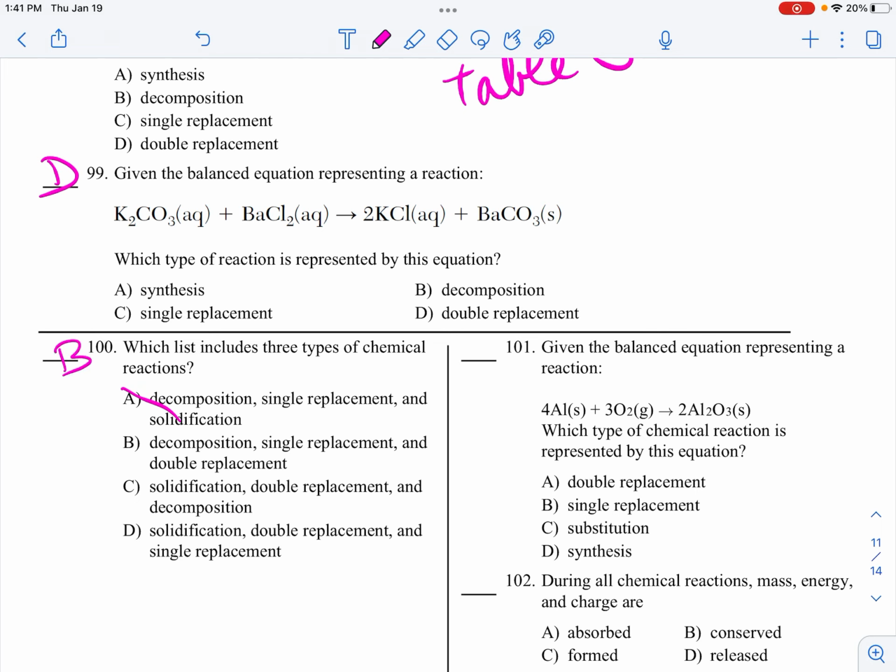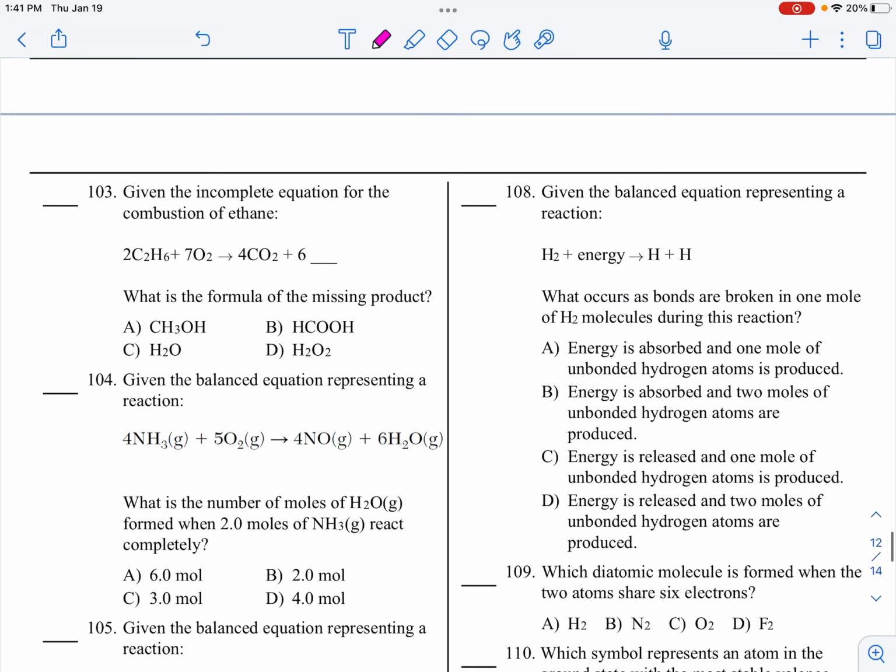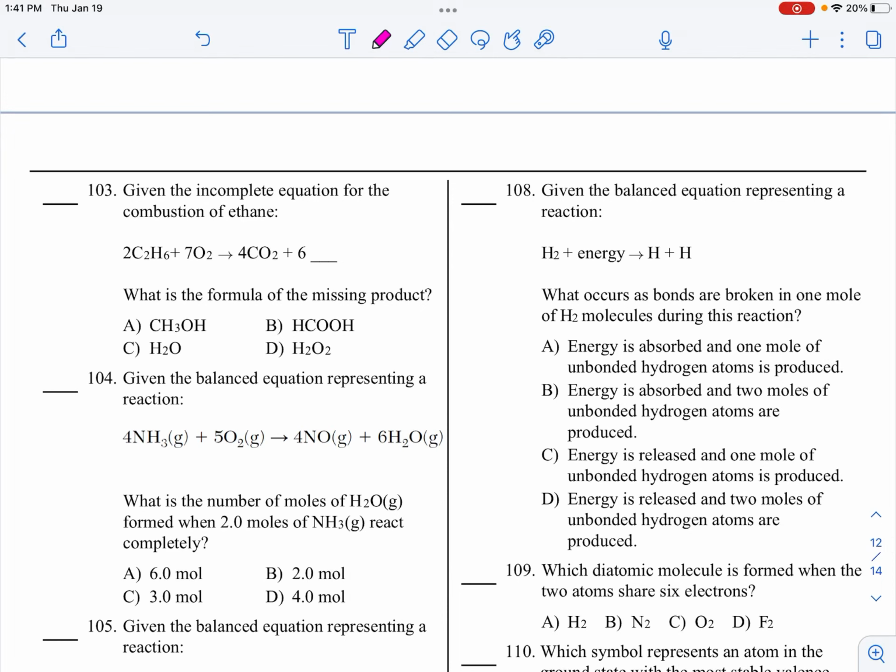Which type of reaction? Looks like we're coming together to form one. That's a synthesis. What are all these things? They are conserved. Formula of the missing product. There are two ways you can do this. One, you can count up all your atoms and make sure you follow the law of conservation, or you can say hydrocarbon plus oxygen yields CO2 and H2O. That is the formula of a combustion reaction.